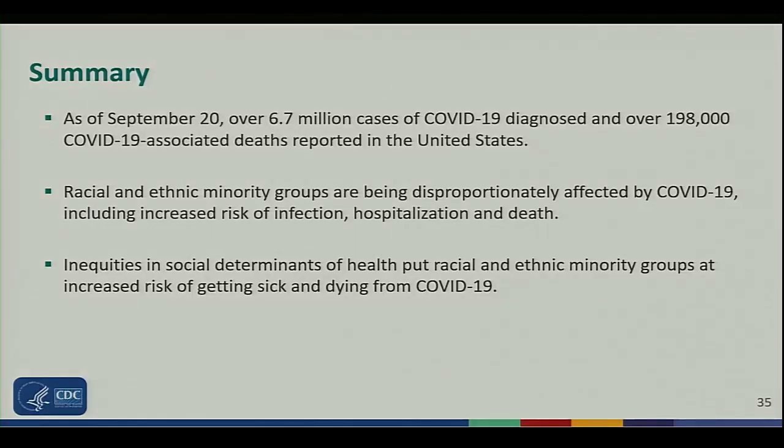As of September 20th, over 6.7 million cases of COVID-19 diagnosed and over 198,000 COVID-19 associated deaths have been reported in the United States. Racial and ethnic minority groups are being disproportionately affected by COVID-19, including increased risk of infection, hospitalization, and death. Inequities in the social determinants of health put racial and ethnic minority groups at increased risk of getting sick and dying from COVID-19. Next slide.